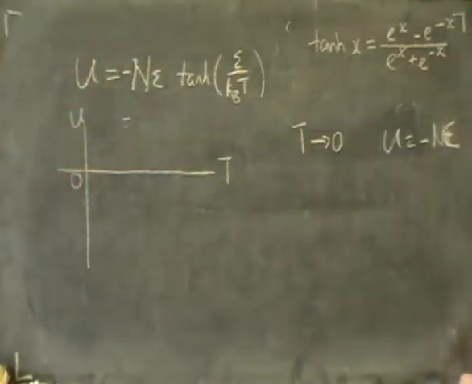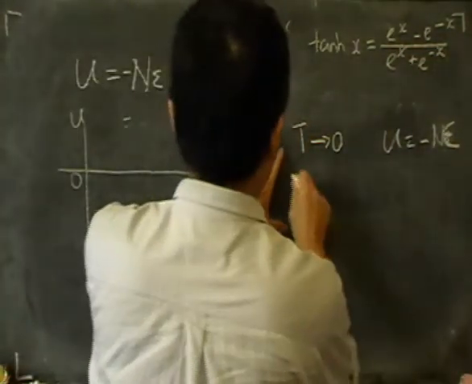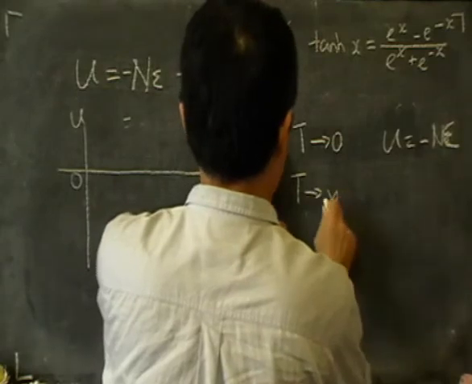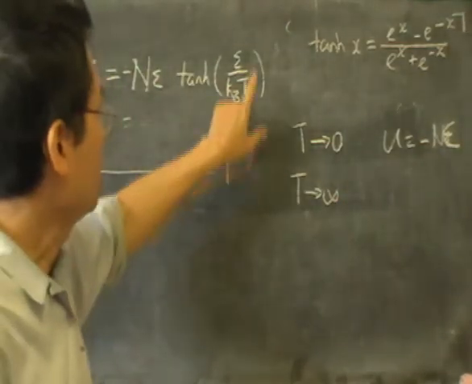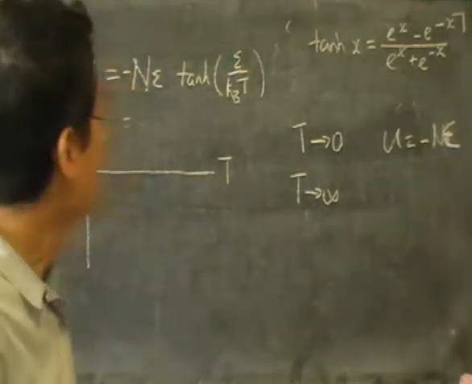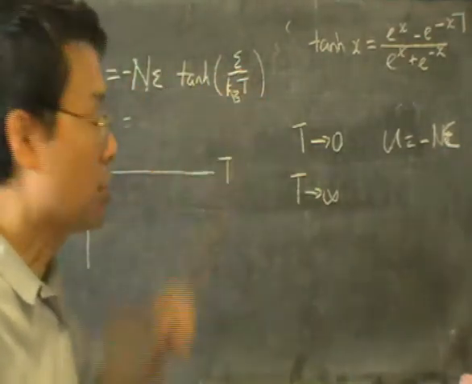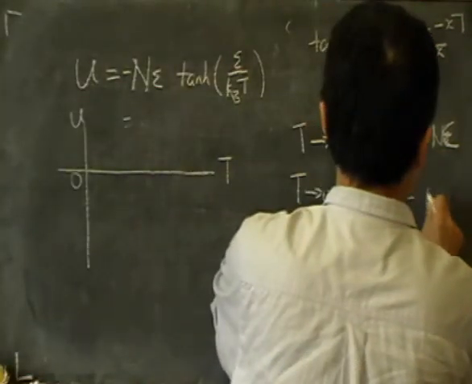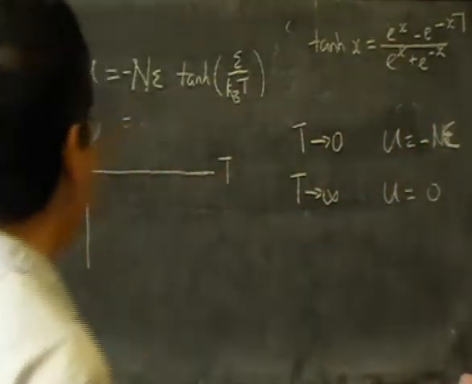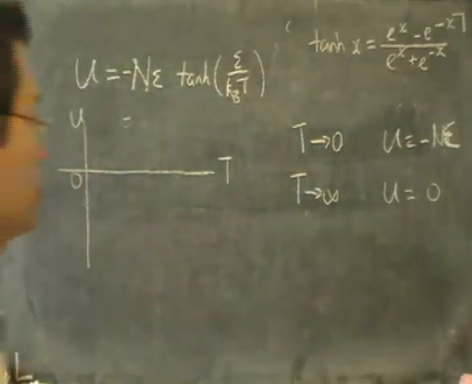Alright, we have one answer. And what happens for very large T? As T becomes very large, E over T goes to 0. And the hyperbolic tangent of 0 is 0. U goes to 0. So we have 2 points for the graph.